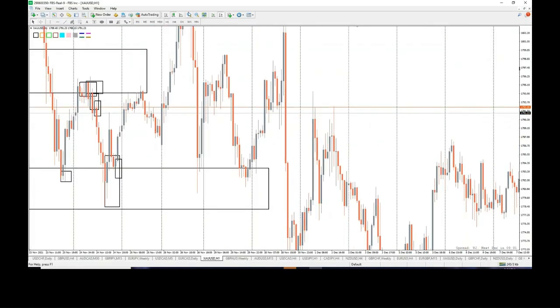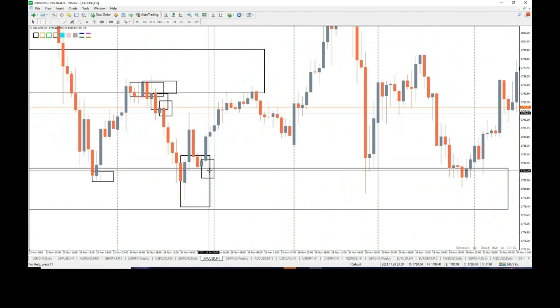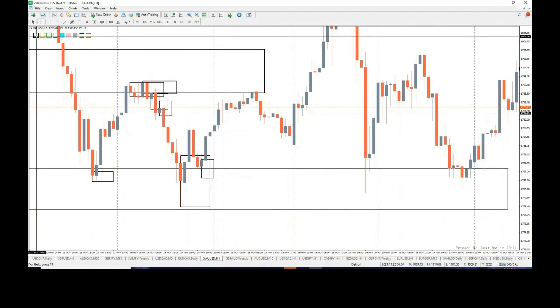Once you've really mastered this, once you see your entry here, you don't need anything else, do you? So here is the engulfing buy. This is your next entry.